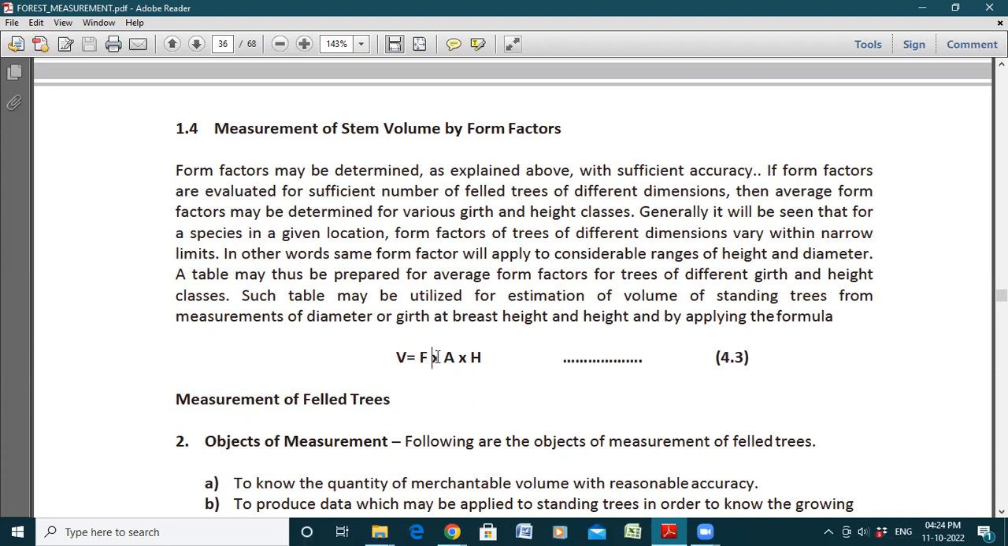So if we know the value of F, the value of A, and the value of H, then we can calculate the V, volume, right? Stem volume.